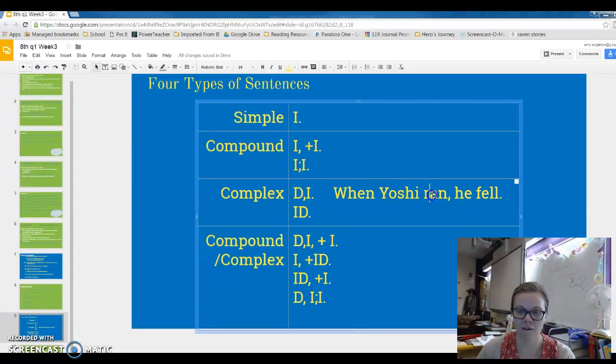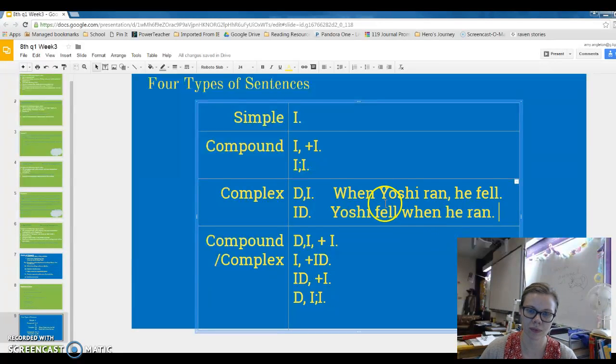We still have a subject-verb combo, subject-verb combo, but the "when" has made the first dependent on the next. It needs the independent clause to be a complete thought. The other way of doing this would just be "Yoshi fell when he ran," to reverse the order of it. If you reverse the order and the dependent clause is second, you don't need a comma.